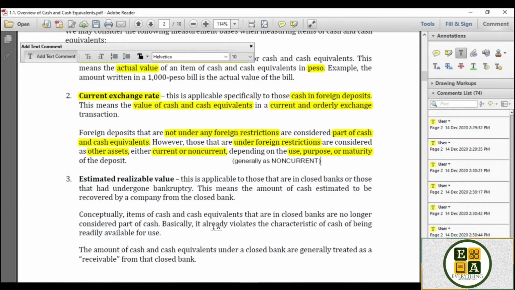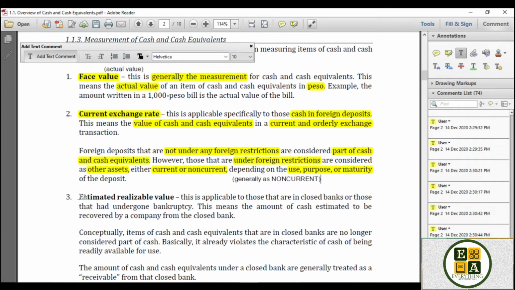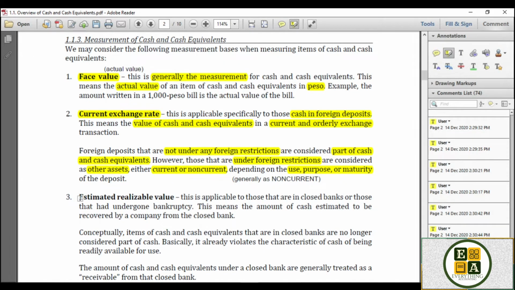Okay. Then we also have estimated realizable value. What does estimated realizable value mean? It is the value applicable to deposits in closed banks. When we say closed banks, these are bankrupt banks that have closed, or are simply undergoing bankruptcy. So the cash deposited there is not measured at face value, but at the estimated recoverable amount. Cash estimated to be recovered only.